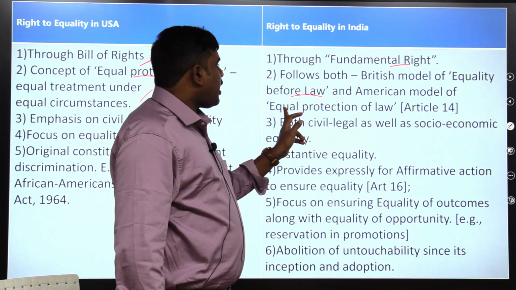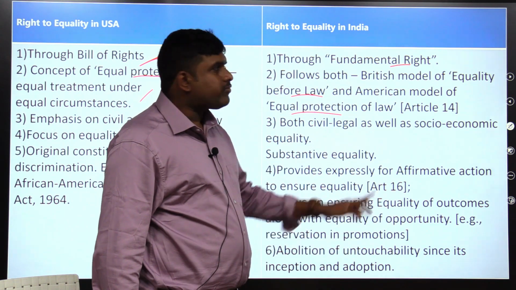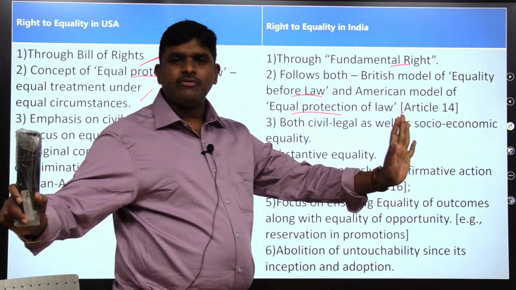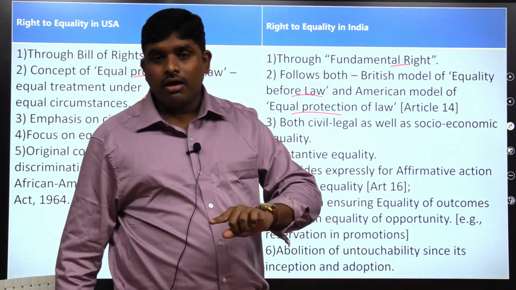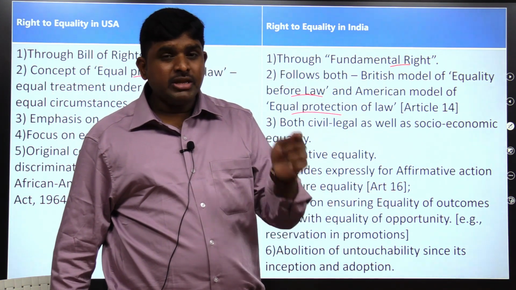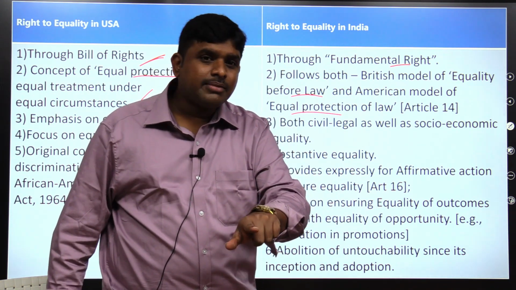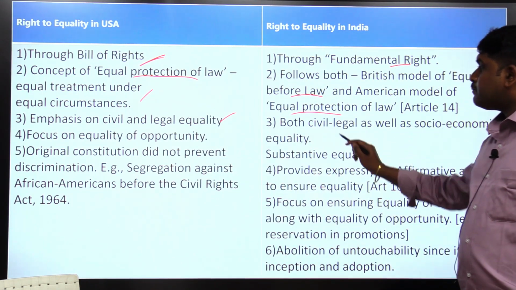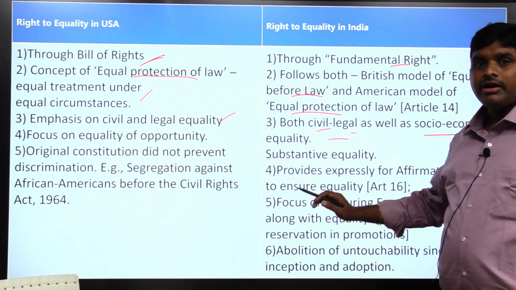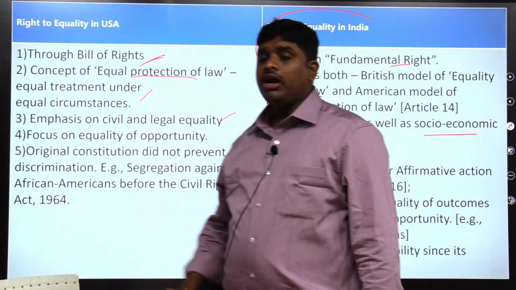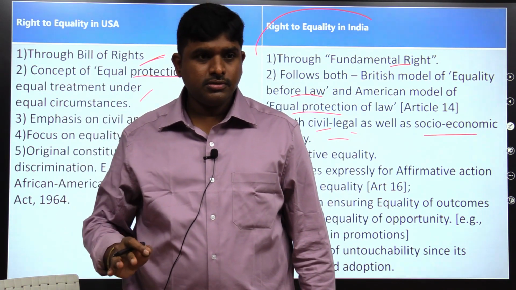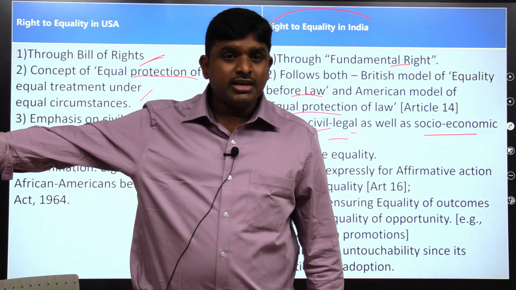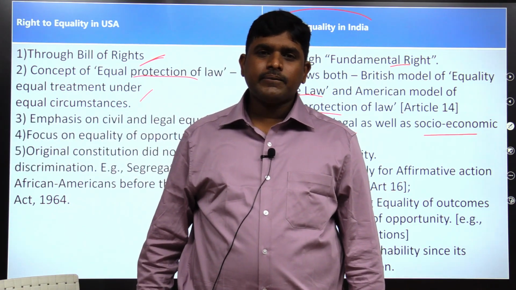Equality before the law. The American model is equal protection of the law. Equality before law, which is also called rule of law. Everyone is equal before the law. But here, equal protection of law. Equal protection of law means equal treatment when there are equal circumstances. Civil and legal equality only. But in India, both civil, legal as well as socio-economic inequality are addressed. You know, India's right to equality is more broad-based when compared to America's right to equality.